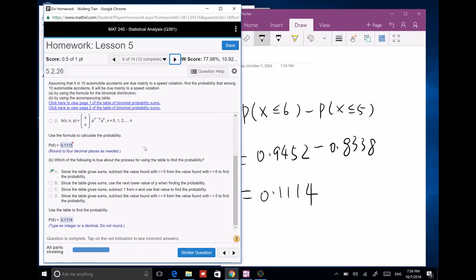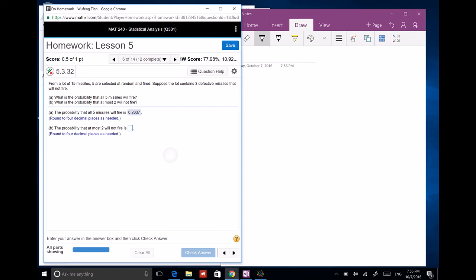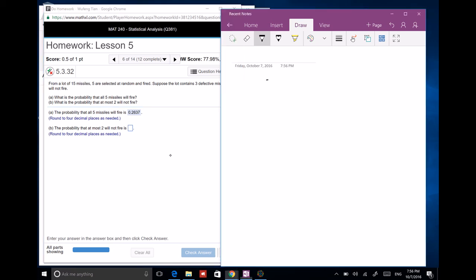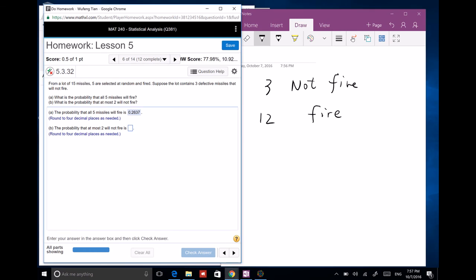Let's go to number 6. For a lot of 15 missiles, 5 are selected at random and fired. Suppose the lot contains 3 defective missiles that will not fire. So 3 defectives, 3 not fire. And we have 15, so 12 will fire. So we choose 5. 5 are selected. Now the probability that 5 missiles will fire.